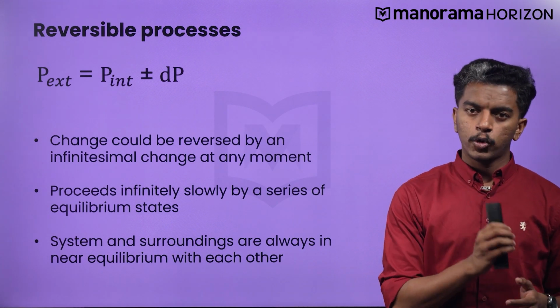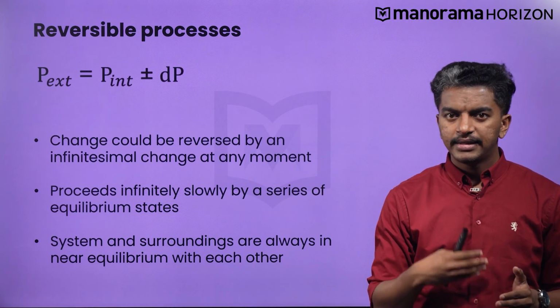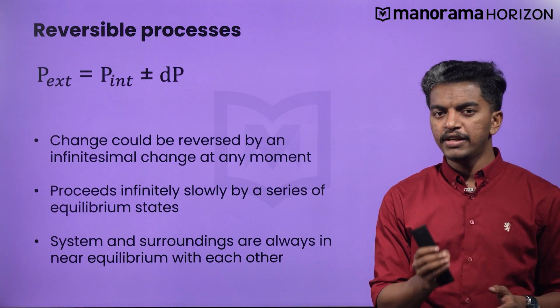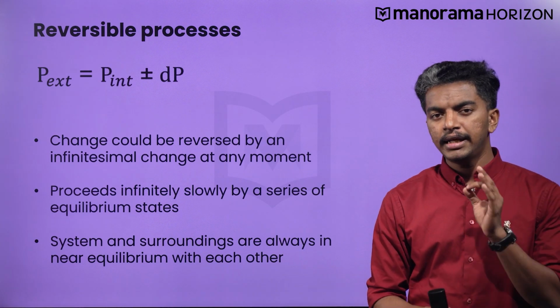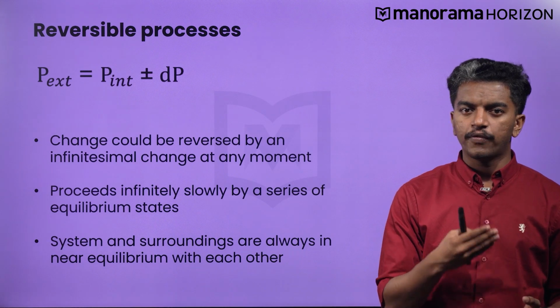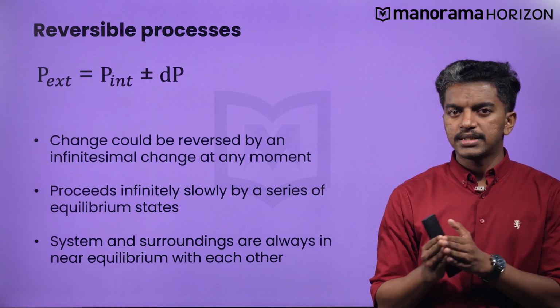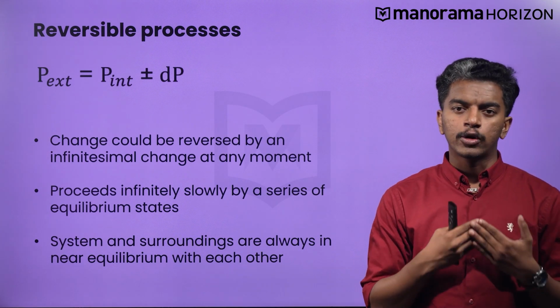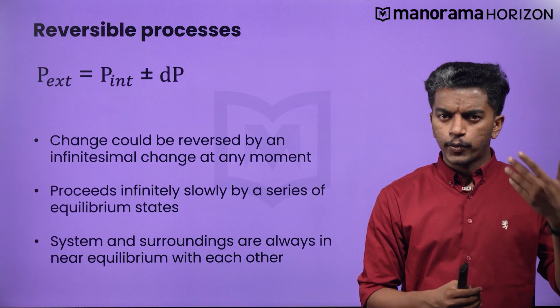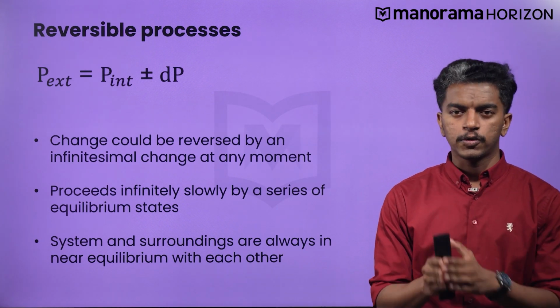Thus, a reversible process is one in which a change is brought out in such a way that the process could be reversed by an infinitesimal change at any moment. The process proceeds infinitely slowly by a series of equilibrium states. In a reversible process, the system and the surroundings are always in near equilibrium with each other. All processes other than the reversible processes are known as irreversible processes.